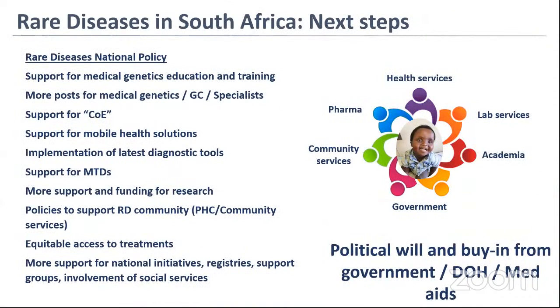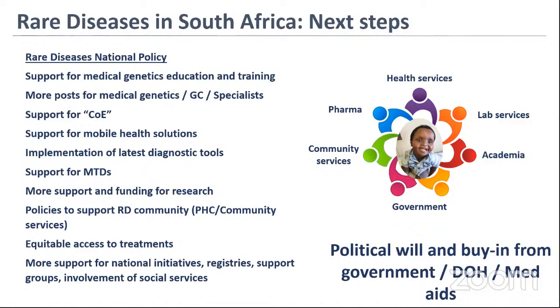And so I really think that a rare disease national policy is definitely needed. We need to recognize that rare diseases need to be placed as a priority for our national health. There needs to be support for medical genetics education and training throughout, not only in medical school, but for other healthcare workers and community workers, on how to recognize a person with a possible rare disease.